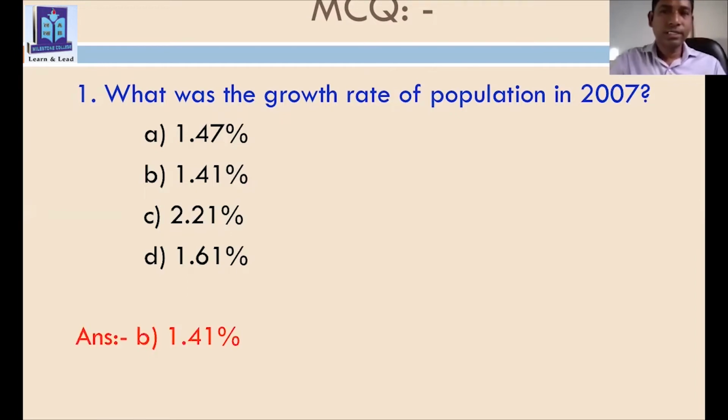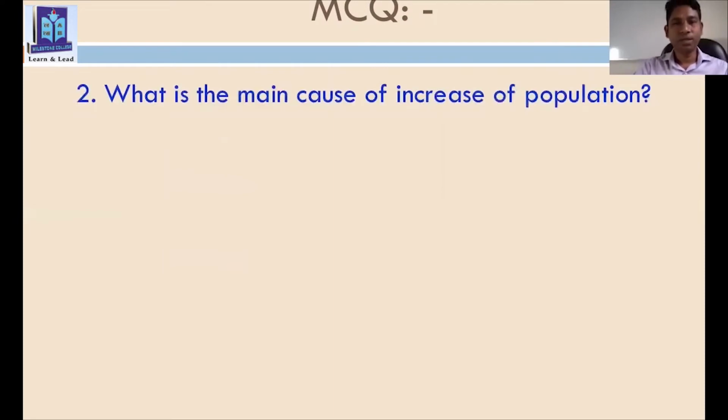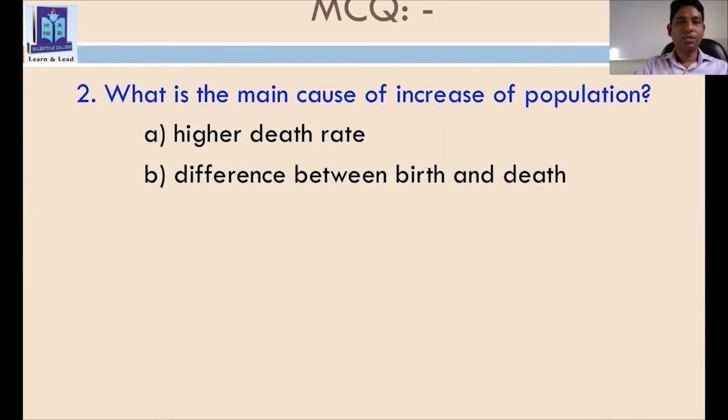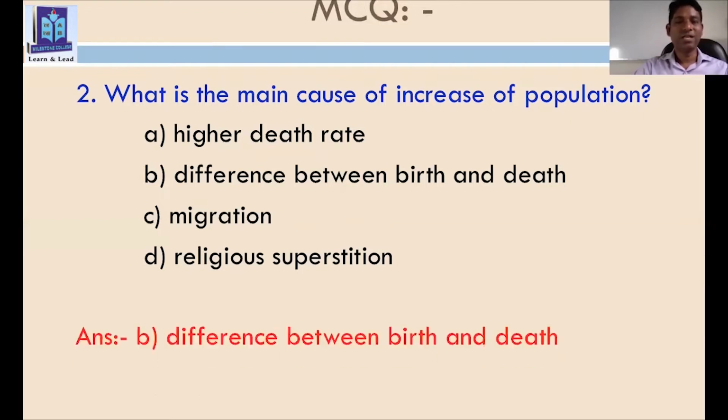Now, here we can see MCQ number 2. You have to find out the answer yourself. What is the main cause of increase of population? Higher death rate, the difference between birth and death, migration, and religious superstition. Okay. Very good. Here, the difference between birth and death, right?